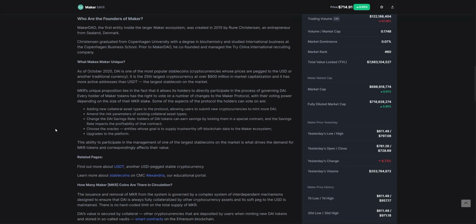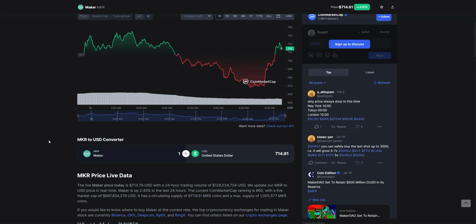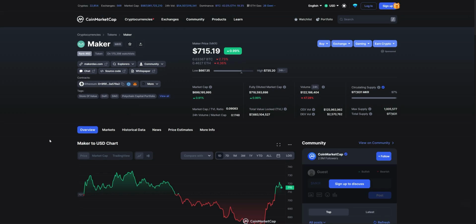With this token, you can vote on, for example, adding new collateral assets for the DAI to mint more DAI, and amend any risk parameters, meaning increasing the percentage of the collateral, or even just upgrading the platform. So you can just vote with this token, and their use case is that they're issuing a truly decentralized stablecoin, which is over-collateralized by Ethereum, and then you can mint your own DAI, which is the stablecoin, and that's the major use case.